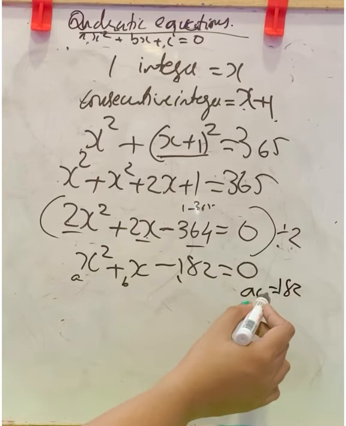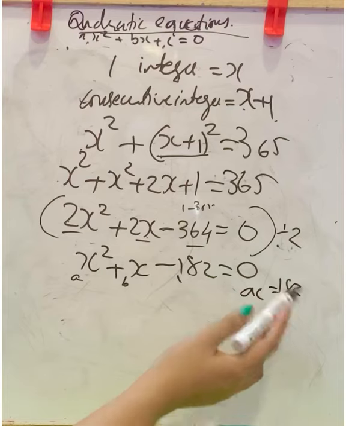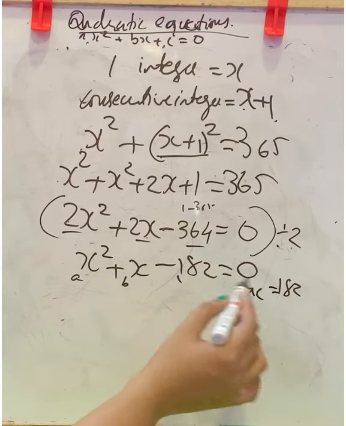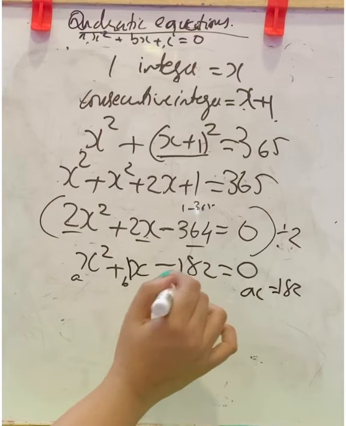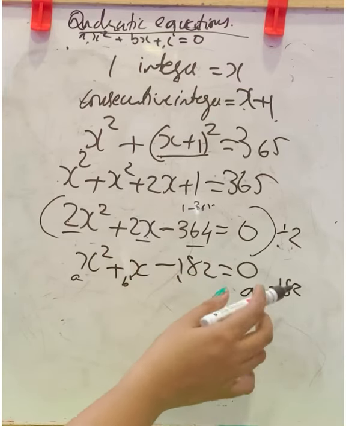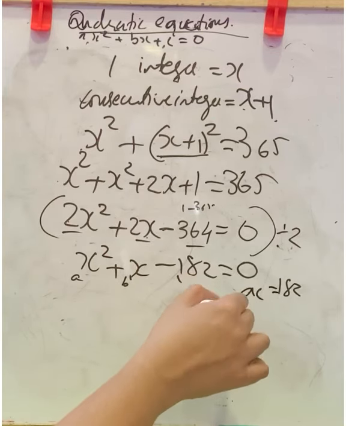Now the factors of 182, we have already found so many factors. From that we need to get this b. In the previous question we found the factors of 182. In that also ac was 182.